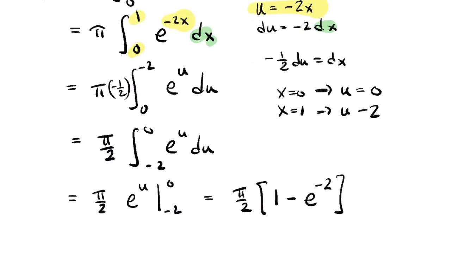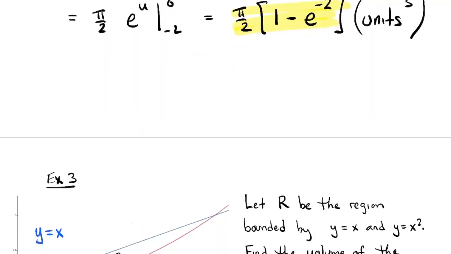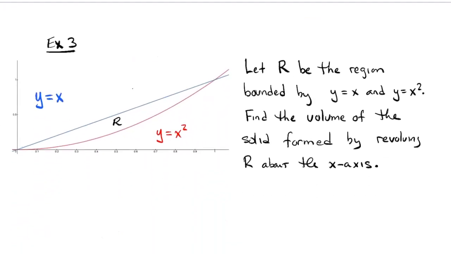I'll let you calculate this as a decimal if you want to. This is an exact value. So on a quiz or an exam, if I'm asking you for an exact value, this is the kind of form I want it in. I don't want a decimal approximation. And let me write something like units cubed to remind you that it's a volume. I didn't put units in the problem, but in the context of this problem, that's a volume. Cool. All right.